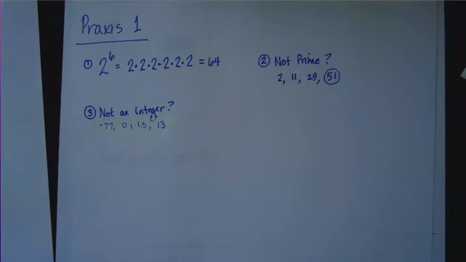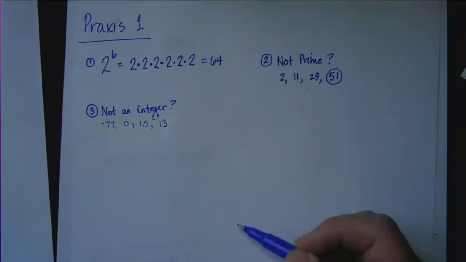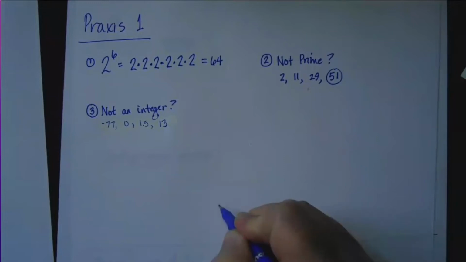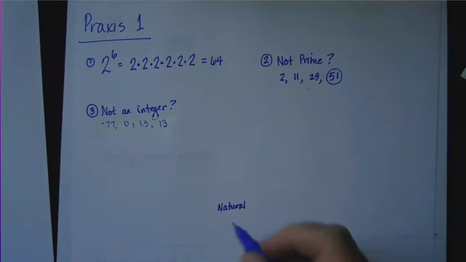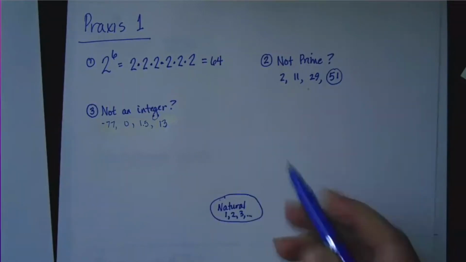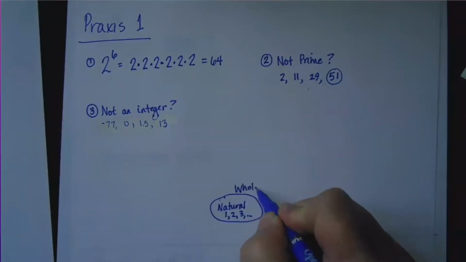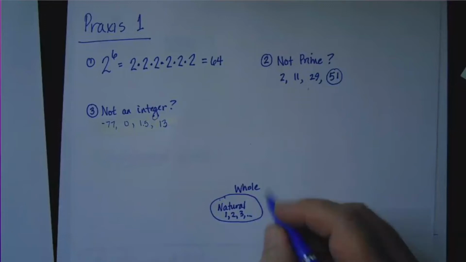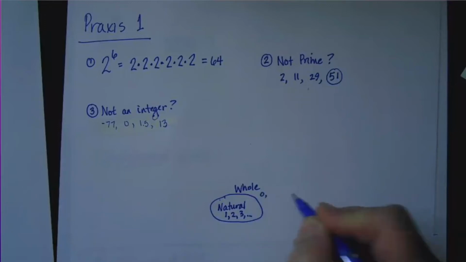All right, so let's look at number 3, not an integer. Once again, they just want to know if you know the subsets of the real number system. So let me show you. You start out with natural numbers, also sometimes known as counting numbers: 1, 2, 3, etc., to infinity. There are infinitely many natural numbers. The next subset is called whole numbers, which is just a little bit bigger because it includes 0 with the counting numbers.